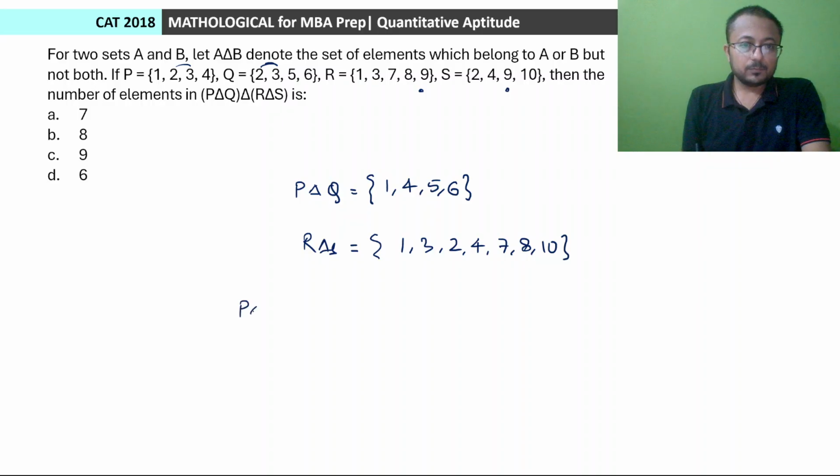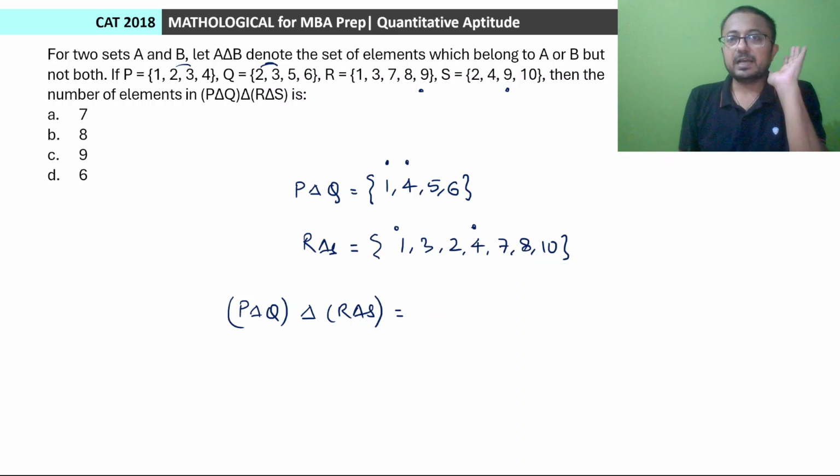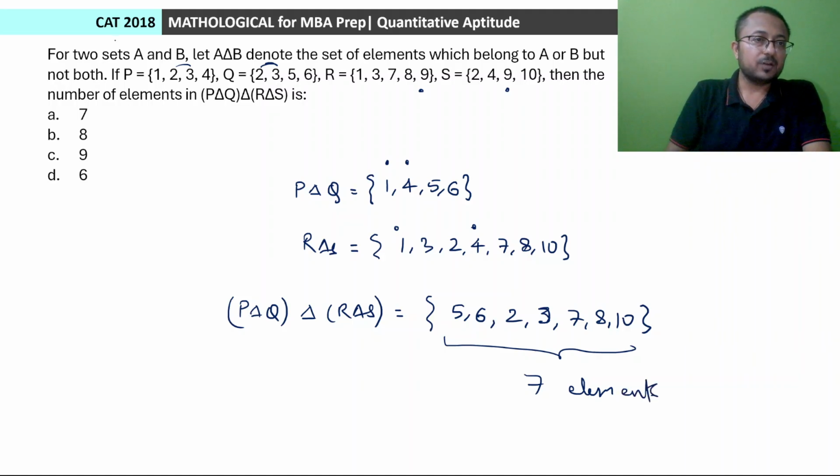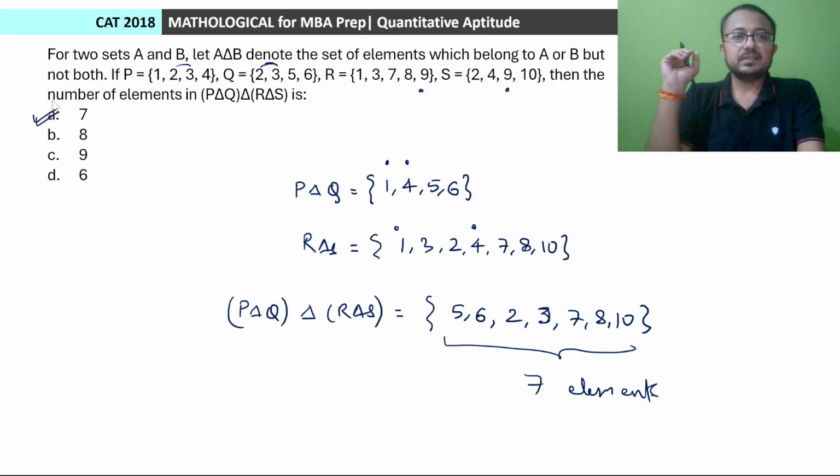Now, what will the set P delta Q delta R delta S include? So 1, 4, 5, 6 are in P delta Q. 1 is included in both, and 4 is also included in both. 5 and 6 are only included in P delta Q, and the remaining elements of R delta S are also allowed. So this will contain 5, 6, 2, 3, 7, 8, and 10. Total elements in this set will be equal to 7. Option A will be the answer.